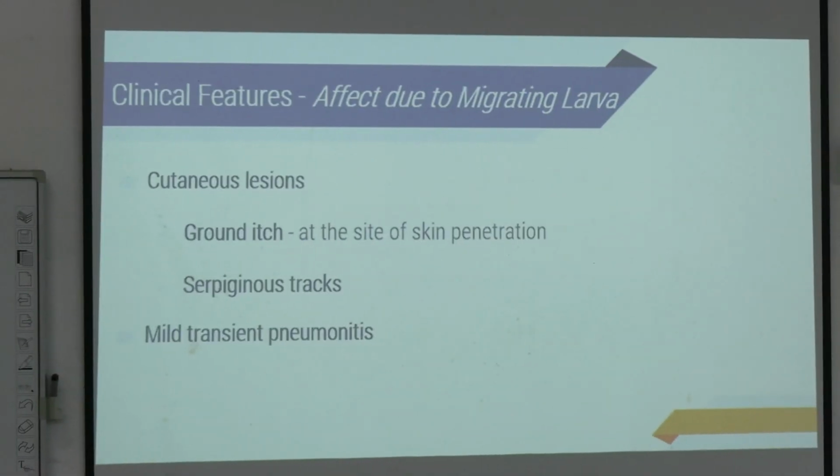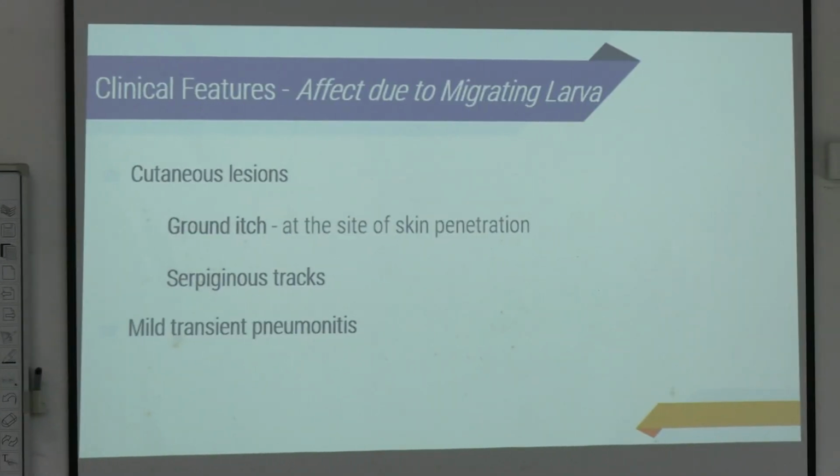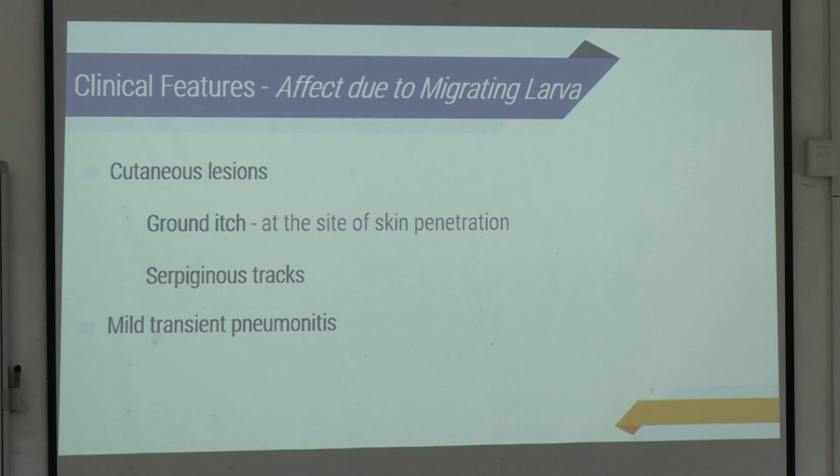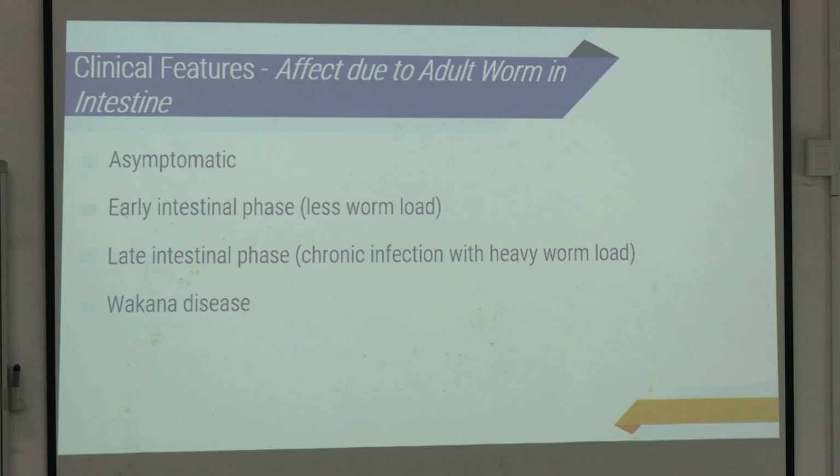So what are the features? Where skin penetration occurs, there may be creeping eruption or ground itch, and serpiginous tracts of the larva migrans may occur. Mild transient pneumonitis may occur, then the early intestinal phase with less worm load, and the late intestinal phase.